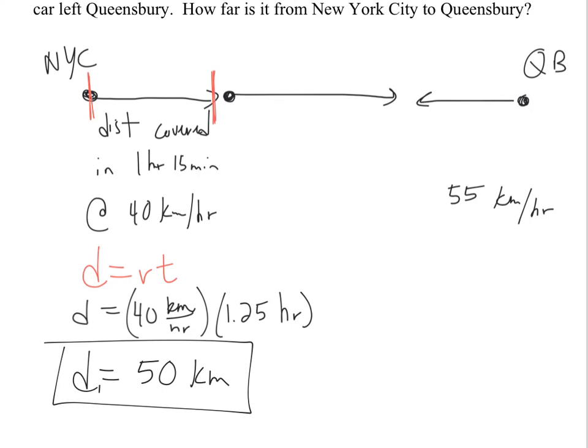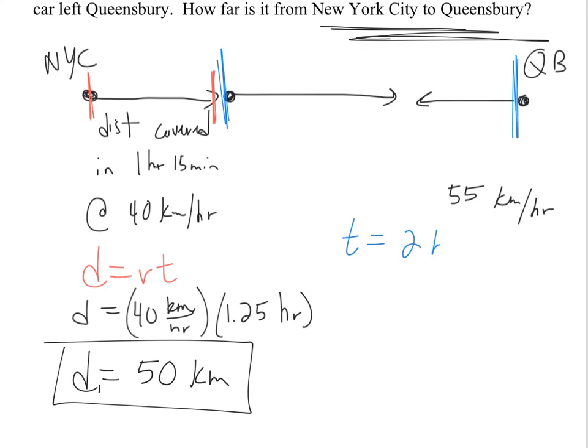Now, the question is, how far is it from New York to Queensbury? So we also need to figure out how far it is between these two blue lines I'm now drawing. How can we figure that out? It tells you their rate and how long they travel. So the time it takes for these two to collide, in a sense, is 2 hours. What rate do I use, though? You could use both. Either works. You pick.